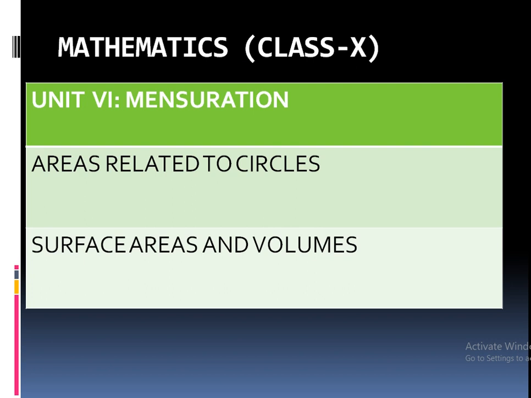Next, unit 6, mensuration. There are 2 chapters: areas related to circles, and second chapter is surface areas and volumes. Now in the first chapter we have area of a circle, area of sectors and segments of a circle. Now in the second chapter, surface areas and volumes. In this chapter we have surface areas and volumes of a cube, cuboid, sphere, hemisphere, cylinder, cone, frustum of a cone.